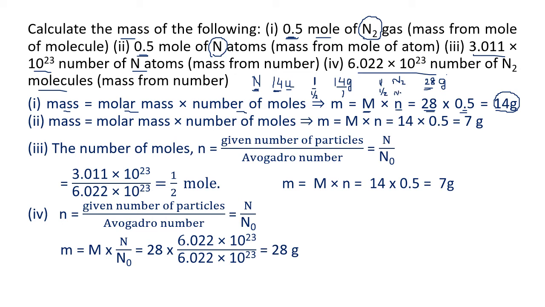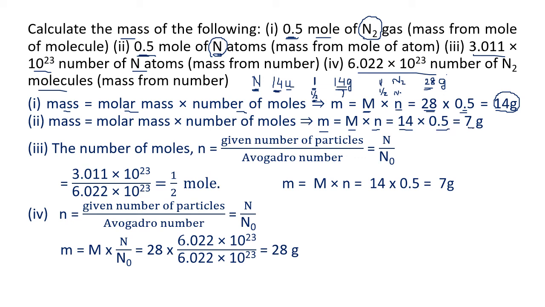Now we go to the atom. 0.5 mole of atoms. Atom is how much? 14 units. So atomic mass of N is 14 units. So 1 mole will have 14 grams. Half mole will have how much? So m is equal to M into n. 14 into 0.5, so 7 grams is the answer.